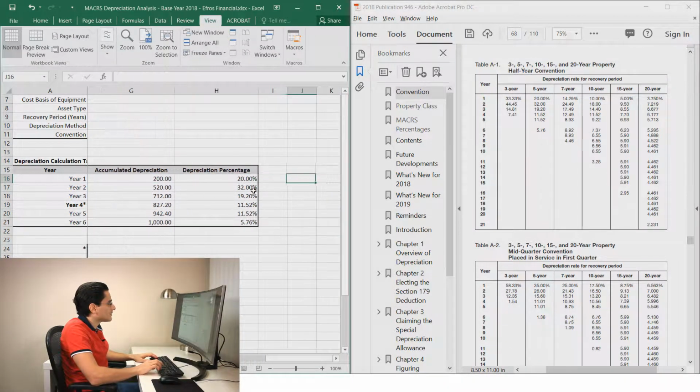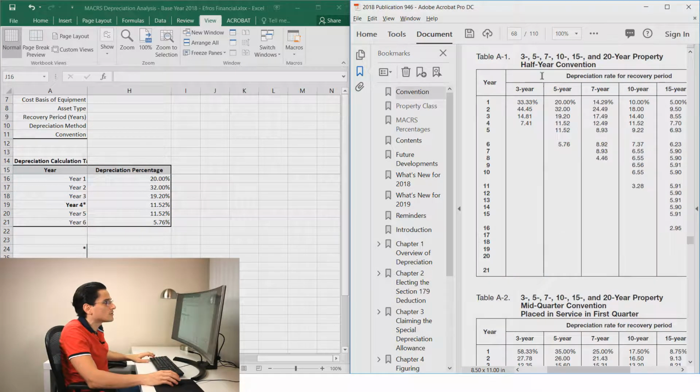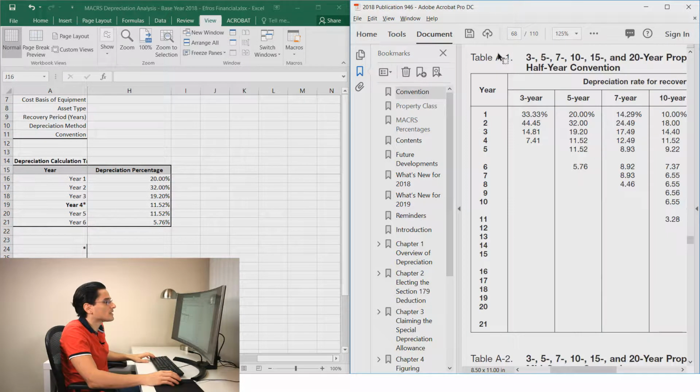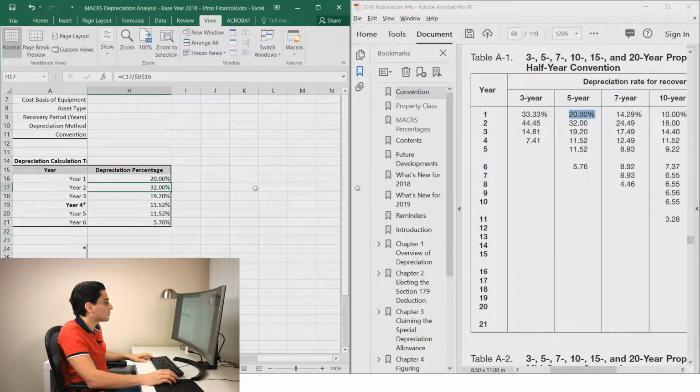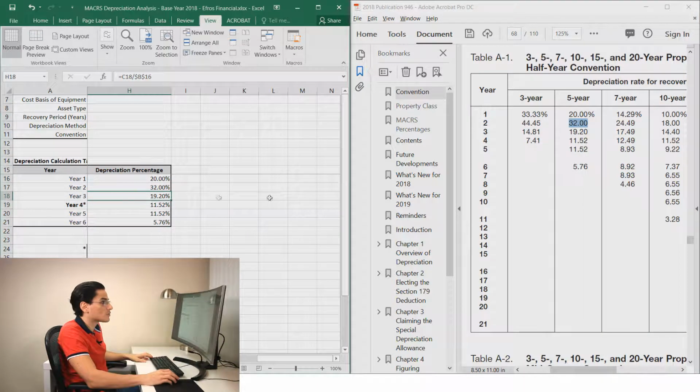Okay, so look at these percentages and compare that to what we're seeing in publication 946. And you're going to see that in year 1, the depreciation deduction, again, this is MACRS yearly depreciation percentages, we got 20% in year 1, 32% in year 2, 19.20, 11.52 in the next 2 tax years, and then 5.76, okay?